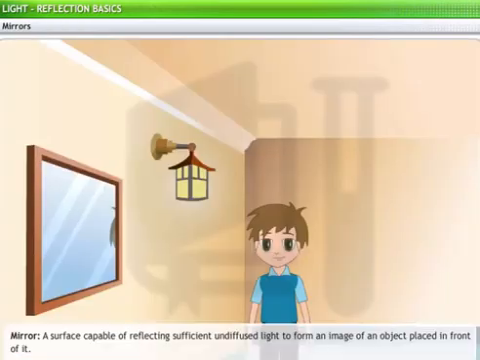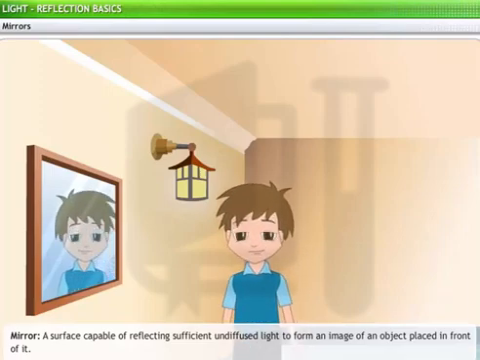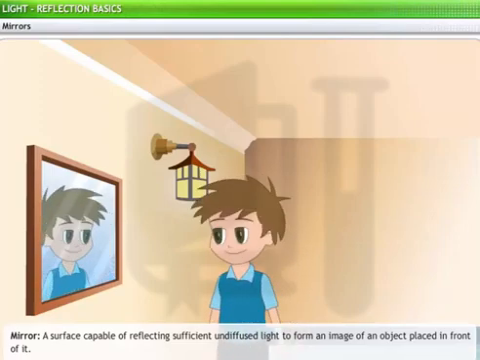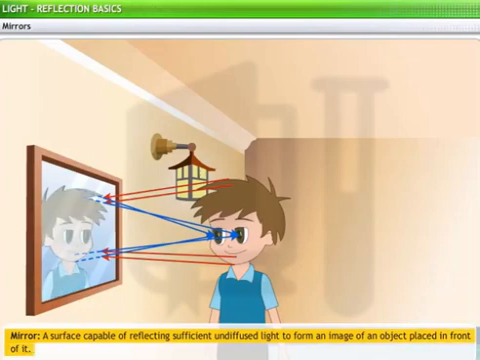The property of reflection can be explained using mirrors. The laws of reflection affect our daily lives in many ways. In fact, we verify these laws every time we look into a mirror, which is a surface capable of reflecting sufficient undiffused light to form a likeness of an object placed in front of it. The likeness showed by a mirror is called an image.